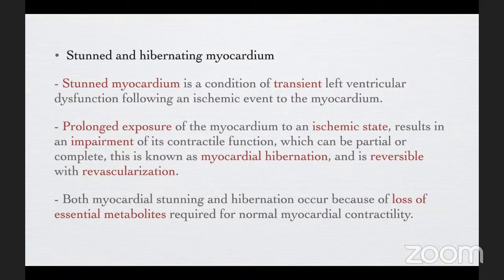However, prolonged exposure of the myocardium to an ischemic state results in an impairment of its contractile function, which can be partial or complete. This is known as myocardial hibernation, and it is reversible with revascularization. Both myocardial stunning and hibernation occur because of loss of essential metabolites required for normal myocardial contractility, such as adenosine, which is needed for adenosine triphosphate dependent contraction.